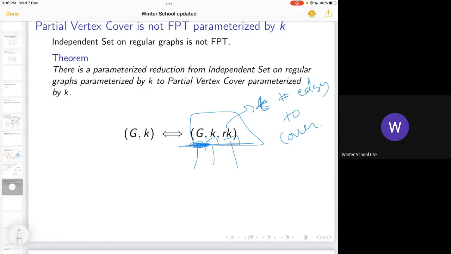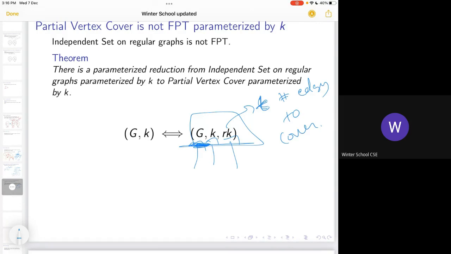So our parameter is solution size k. The parameter is not t, which is r into k. In independent set also, r is not part of the parameter, only k is. Now the running time is fine because we took polynomial time for our reduction. Our parameter is also fine because k goes to k, so that is also bounded by a function of k. Now we have to show the equivalence.